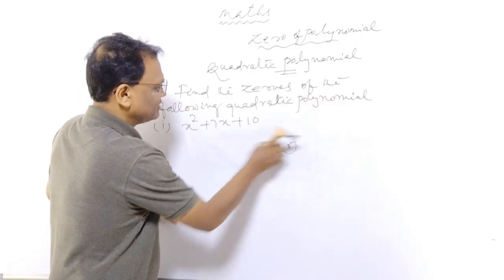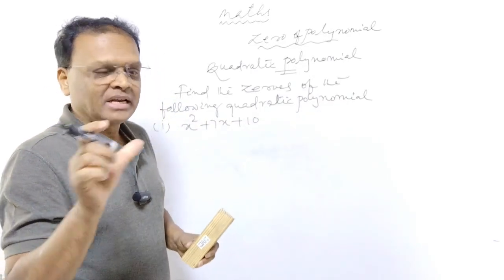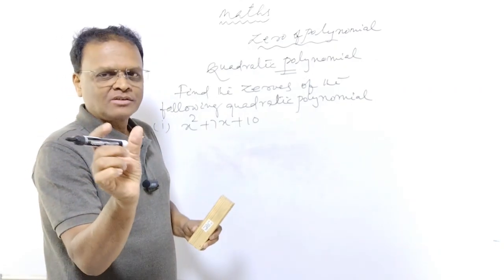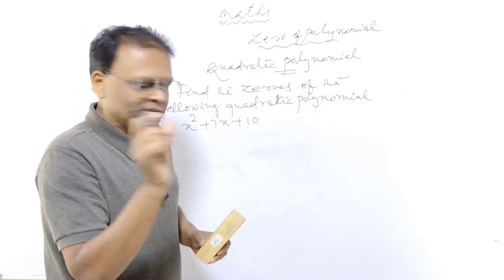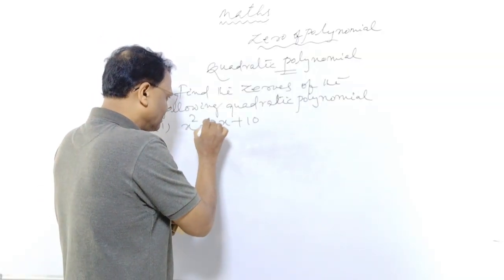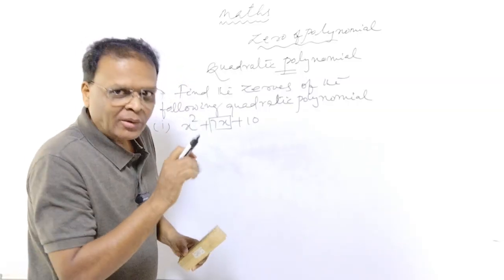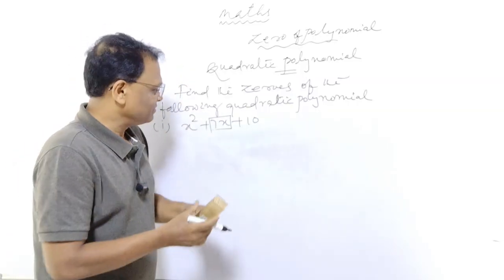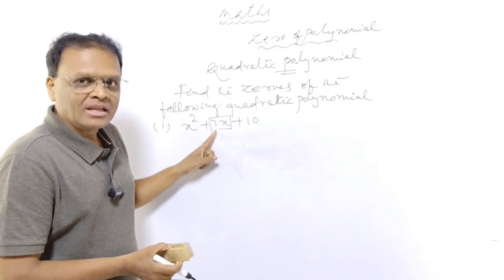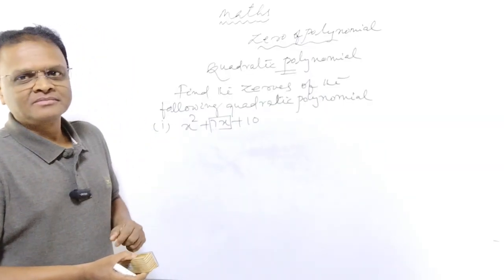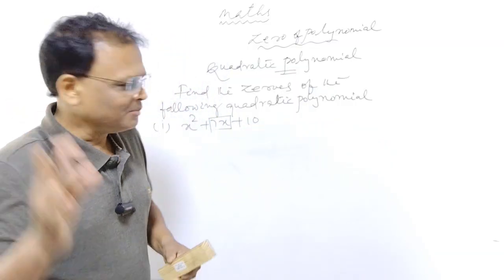The name of the method is the splitting method. That means we'll factorize by a method called the splitting method. Split means one into two. Two parts will be made. But which one will be split into two parts? The central one, this number 7. This 7 will be divided into two parts. Therefore, this is called the splitting method. But how to divide it? That is the biggest question in finding the zero of a quadratic polynomial.